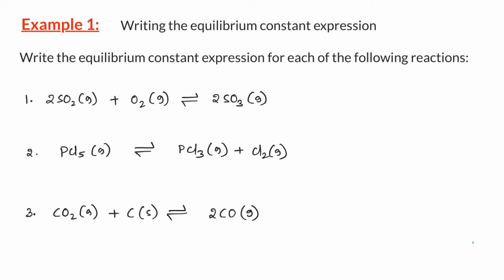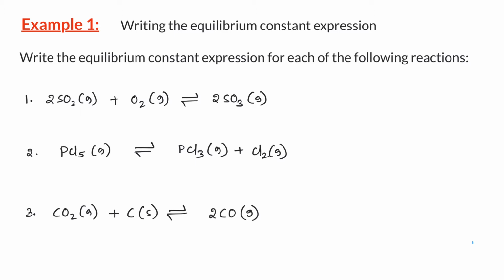of sulfur trioxide gas. We learned earlier that the equilibrium constant for a given chemical reaction is equal to the equilibrium concentration of products raised to the power of their stoichiometric coefficients divided by the equilibrium concentration of reactants raised to the power of their stoichiometric coefficients.